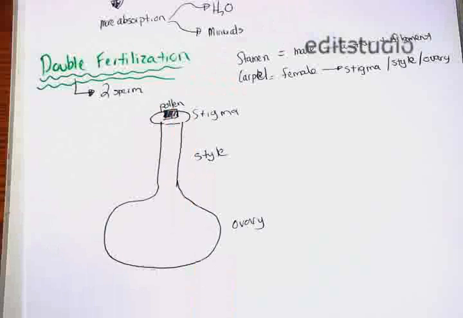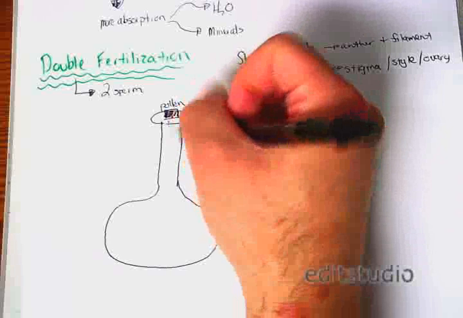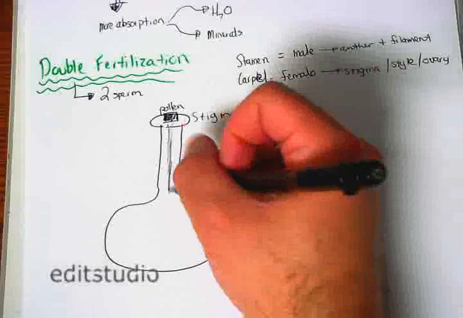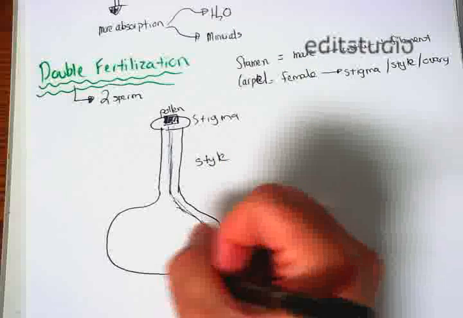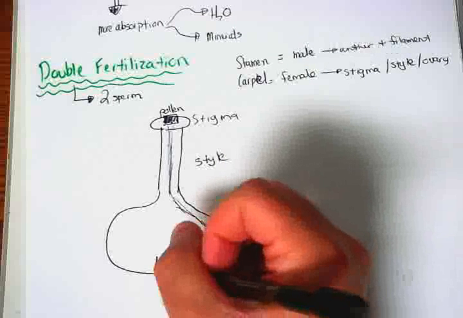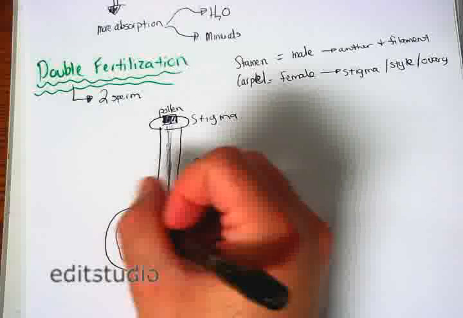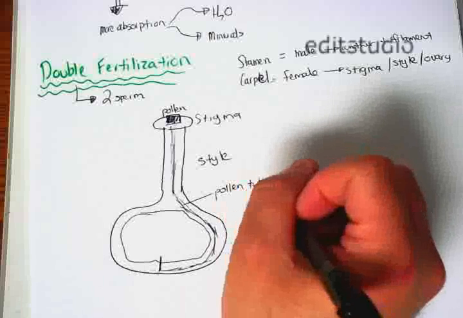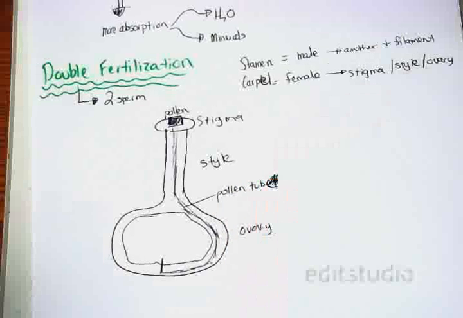Now inside that pollen grain is a lot of things, but there's three major things, I think. One is going to be the tool that could actually start to form this structure. What am I drawing here? Pollen tube, perfect. So I'm drawing the pollen tube. The pollen tube doesn't naturally exist, it's formed. The tube is formed by the pollen grain.